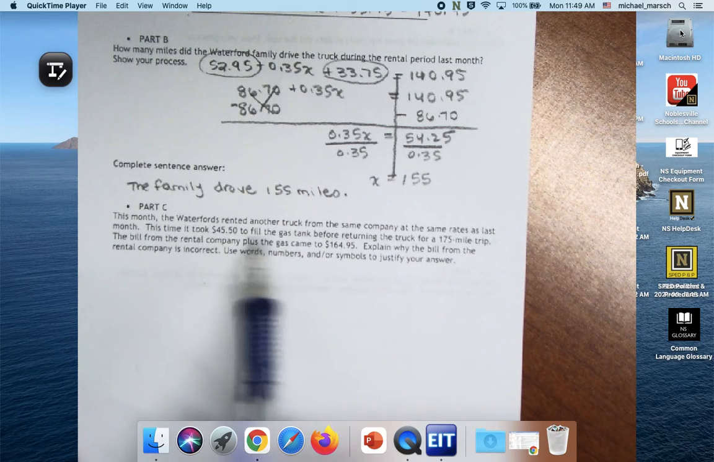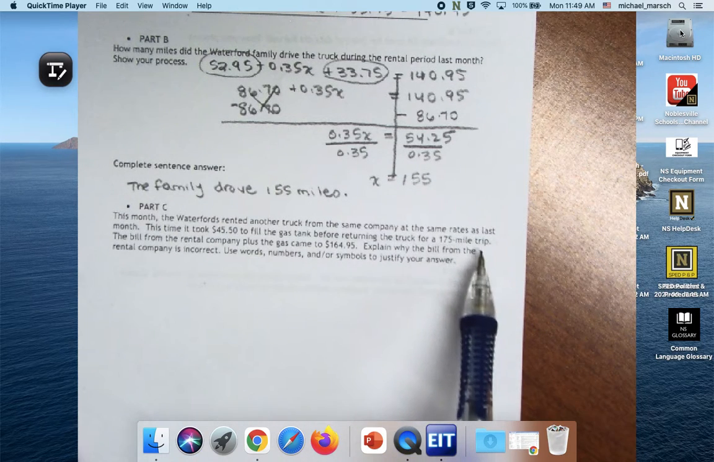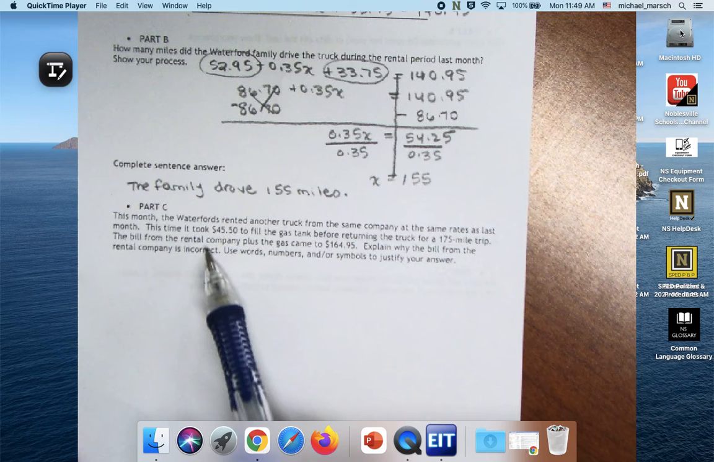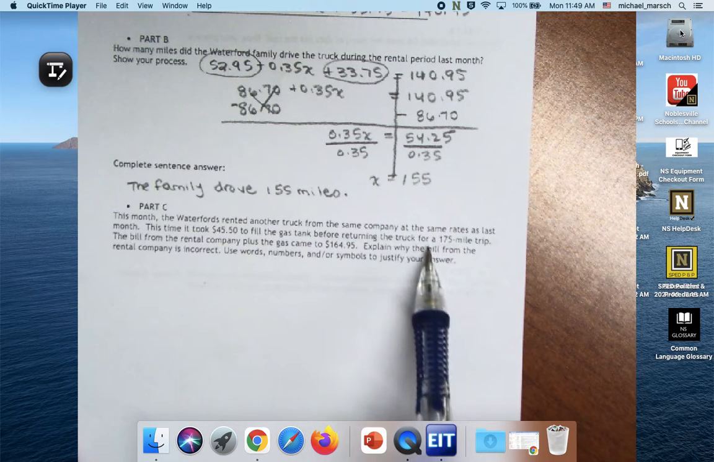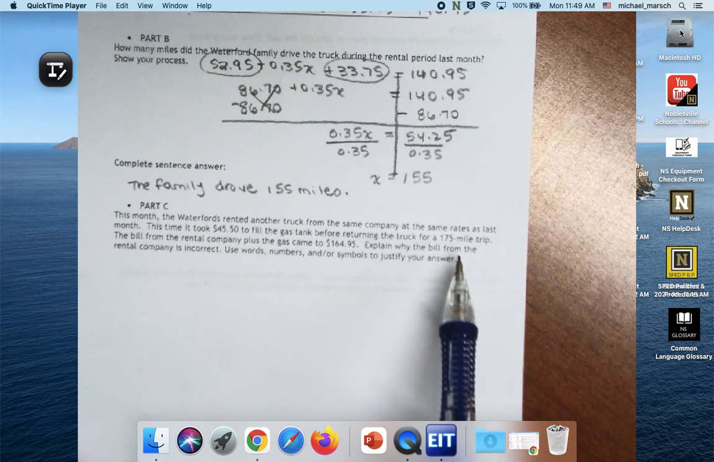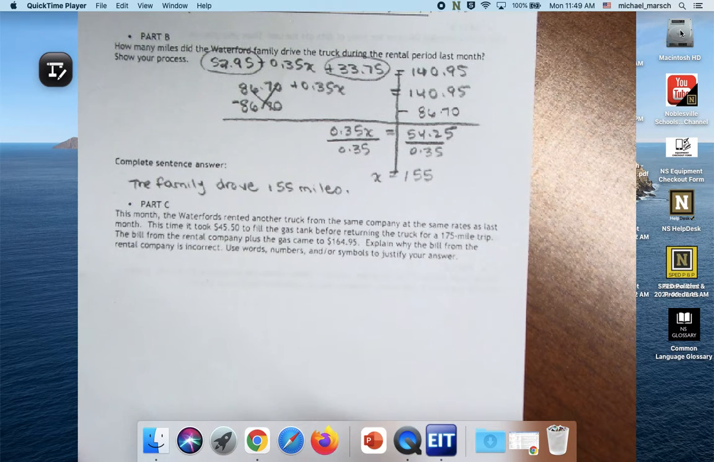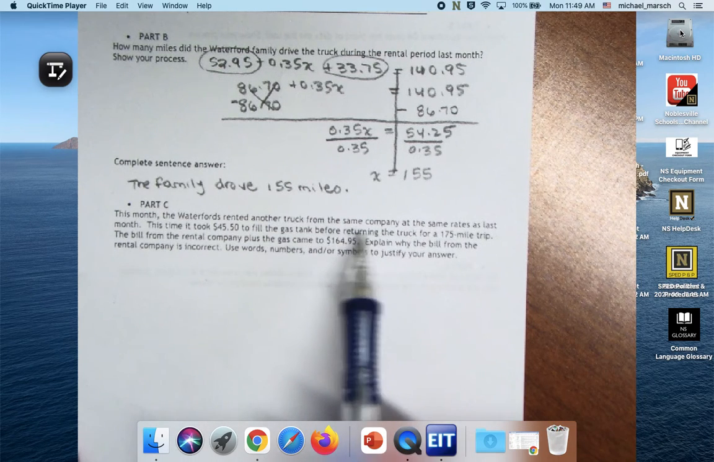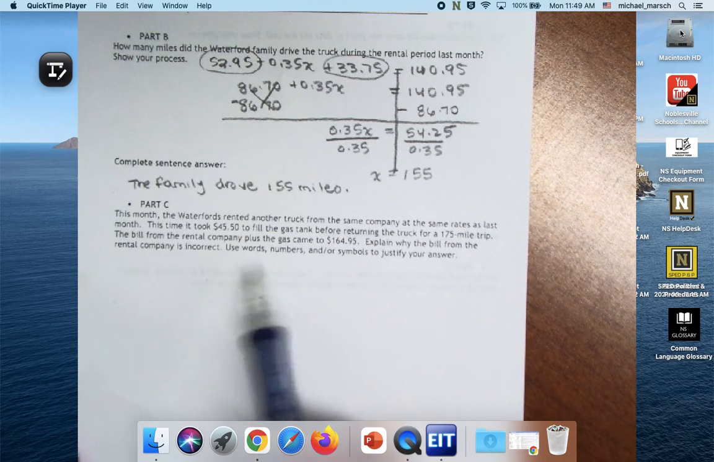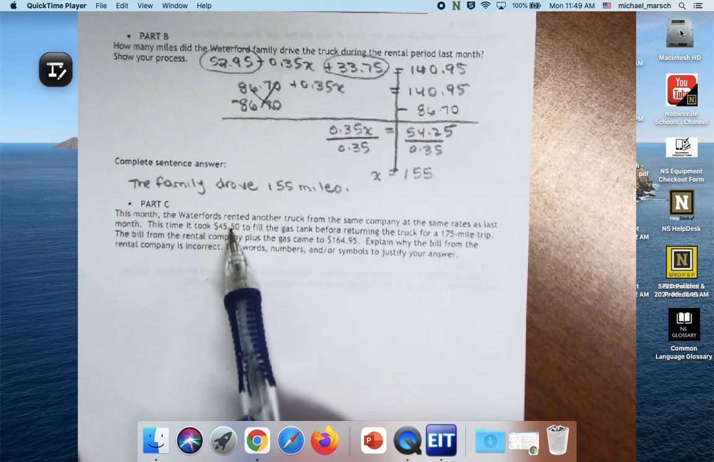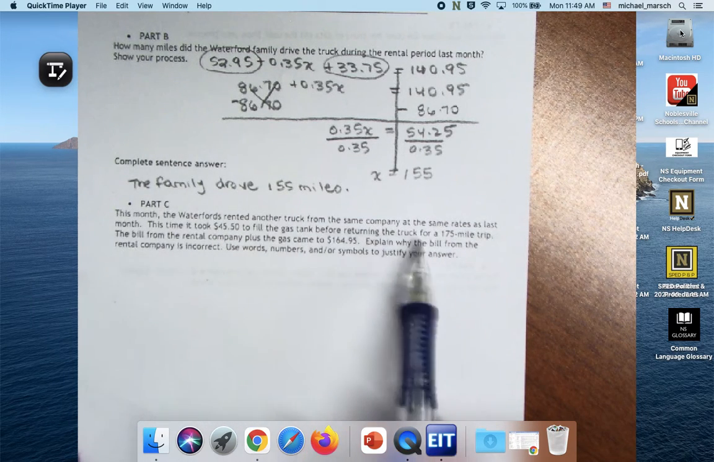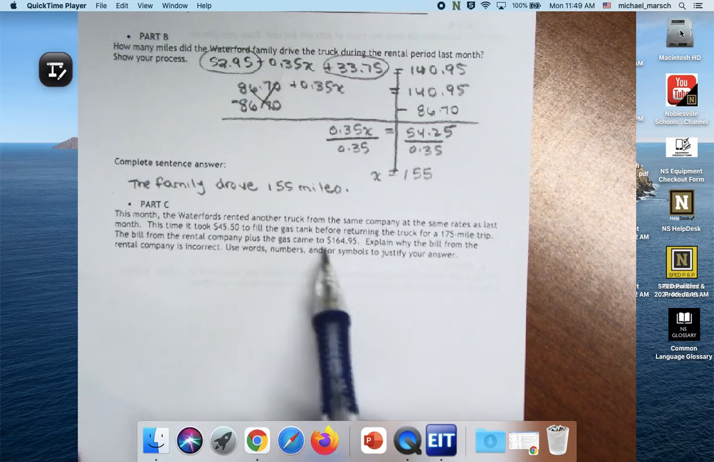The Waterfords rented another truck from the same company, the same rate. This time it took this much to fill the gas tank, and they had a 175-mile trip. The bill was $164.95. Explain why it's incorrect. Okay, so we know how much the gas was. We know how much it cost to rent the car. We know how much it was per mile. We know how much they spent.